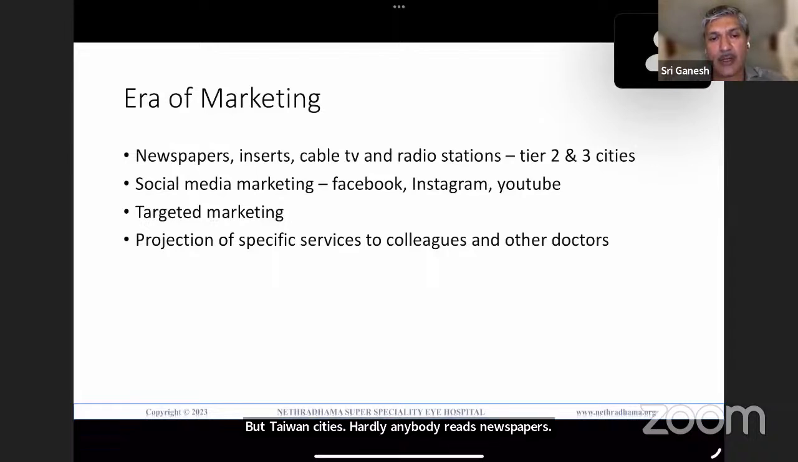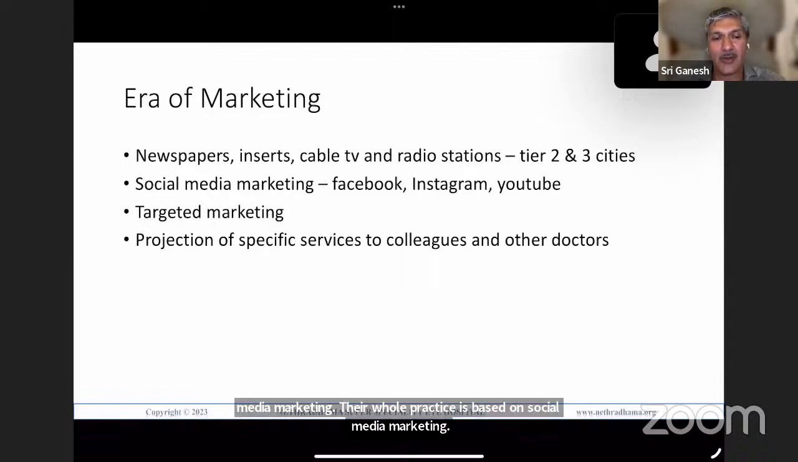So you have to look at what works in your particular setup, in your particular practice, where you're practicing, and then decide on investing in marketing. Social media marketing is very important nowadays. Facebook, Instagram, YouTube videos. There are many practitioners who have got a lot of benefit by social media marketing. Their whole practice is based on social media marketing.